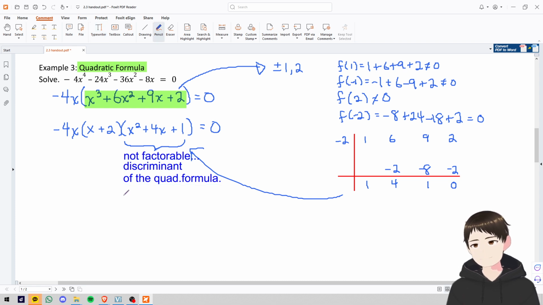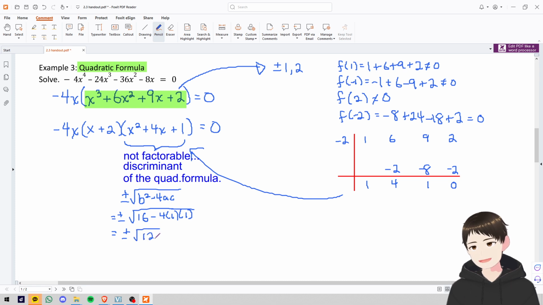So let's try it. The discriminant, remember, the square root, b squared minus 4ac. I'm checking to see if this is solvable, if there's a negative, a positive, or a 0 in there, right? So b squared is 4 squared, that's 16, minus 4 times a times c. Ooh, unlucky for you, it's a positive number.